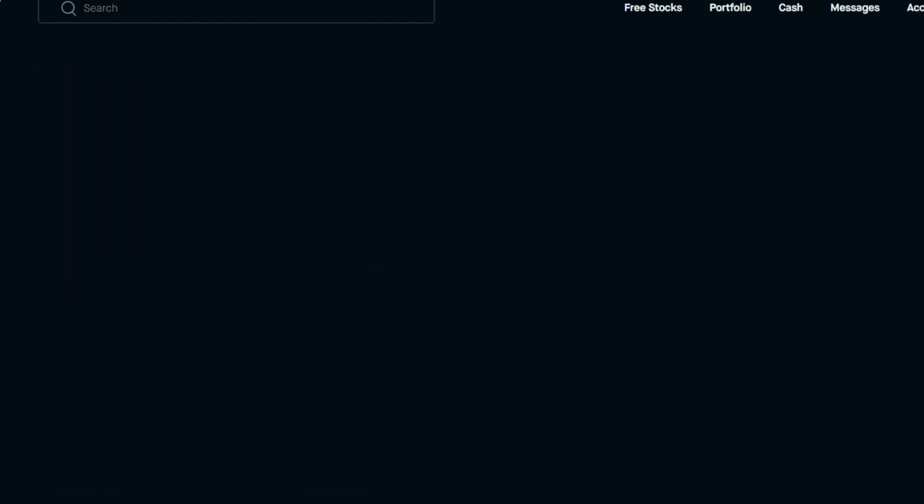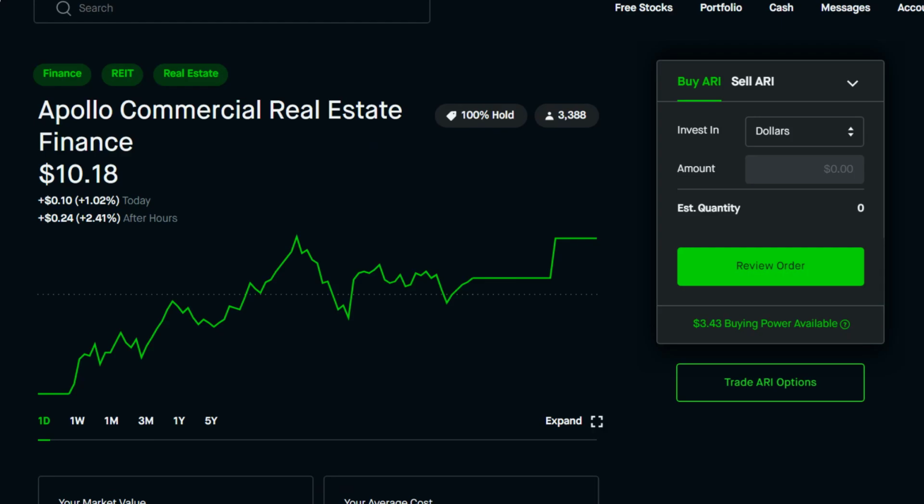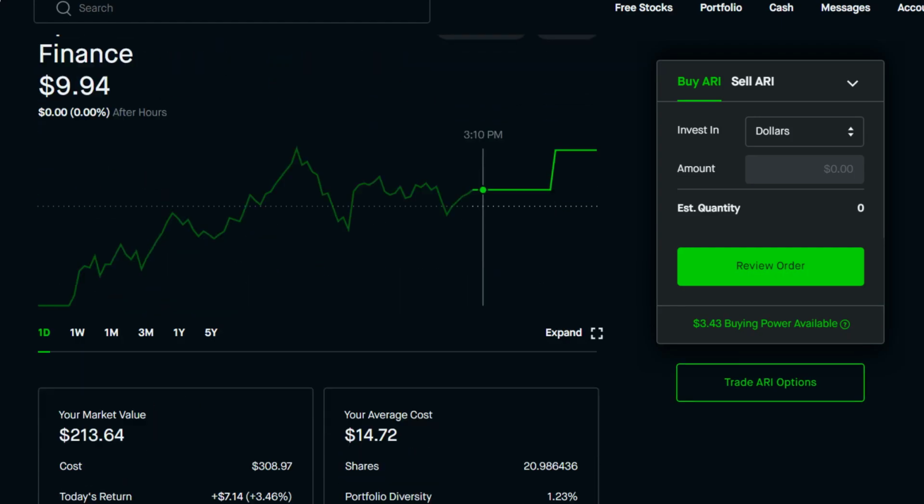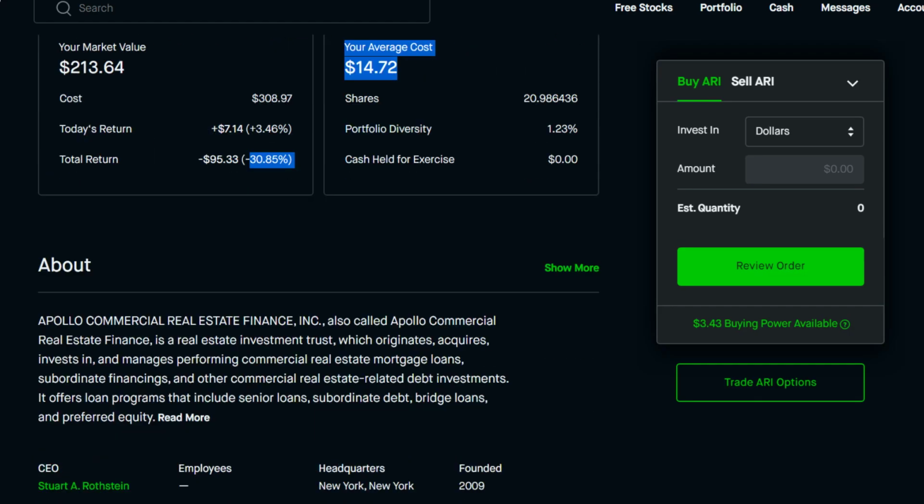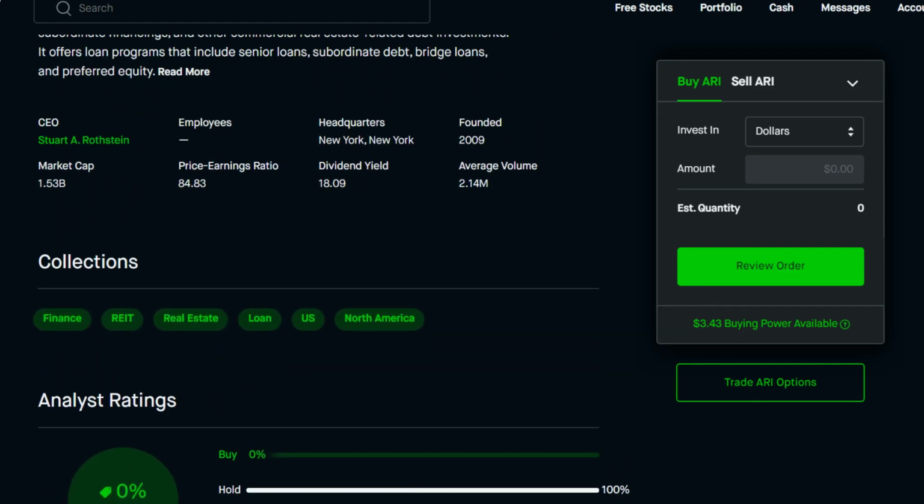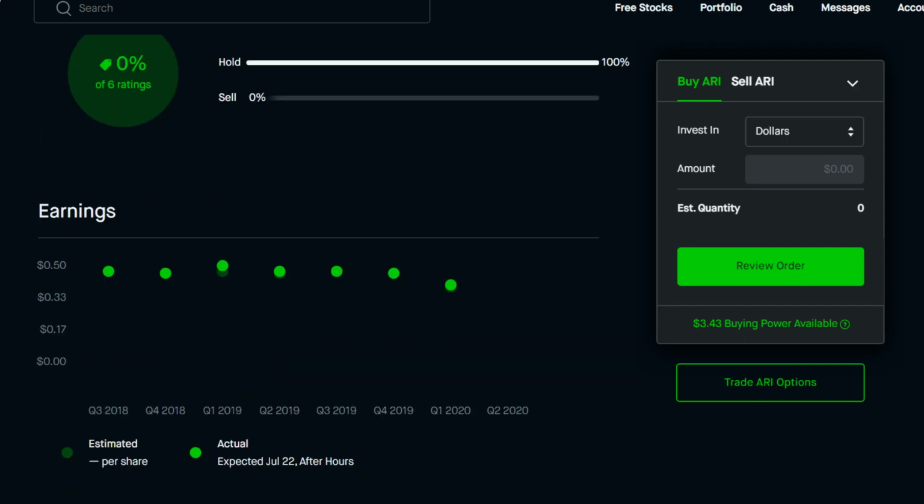After Apple, we have Apollo Commercial Real Estate. There's a company. Love it. $14.72 per share, 20.98 shares is what I meant to say. Okay, 1.2% of the portfolio. Not much. Down 95, or 30%. And again, a very nice dividend payer, 18% on this company.